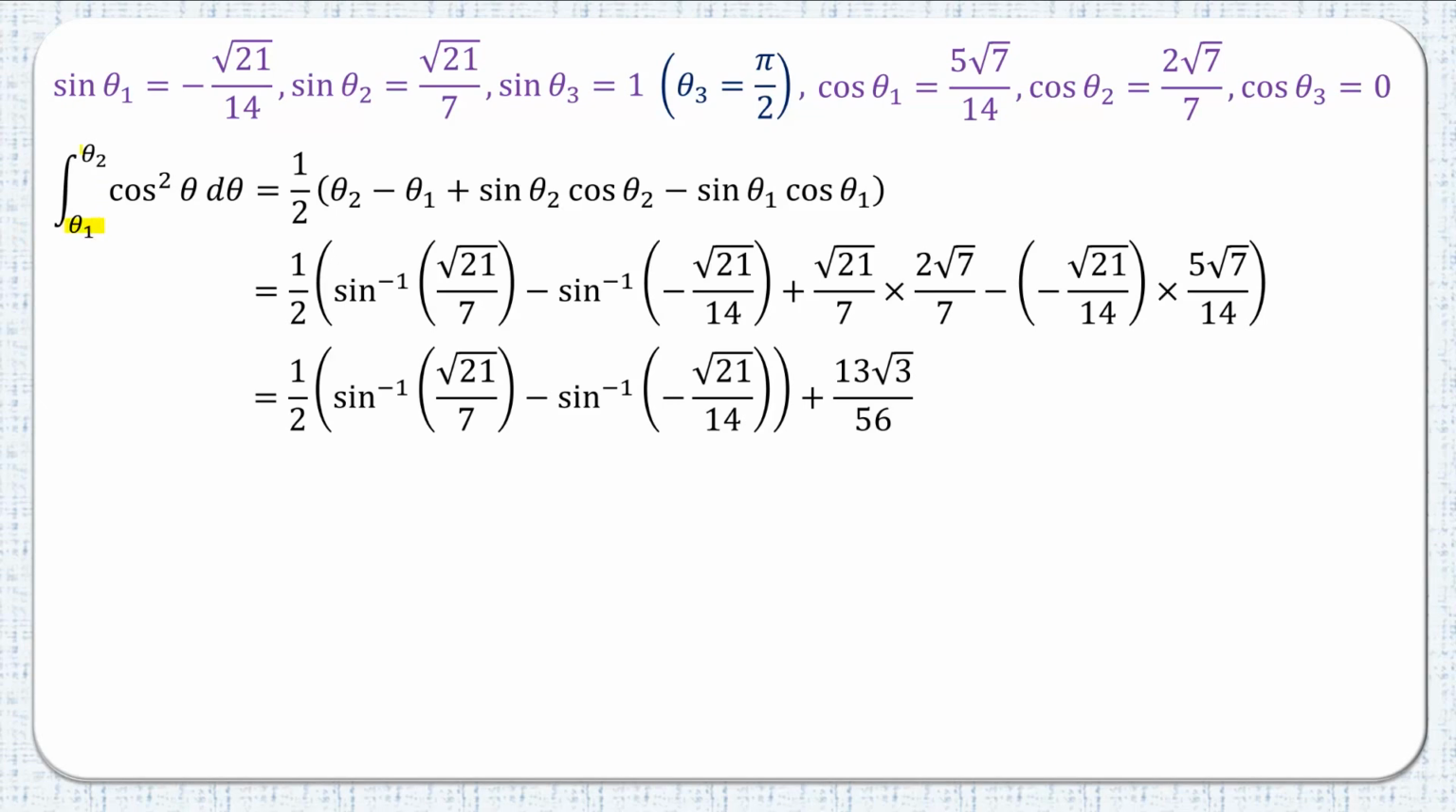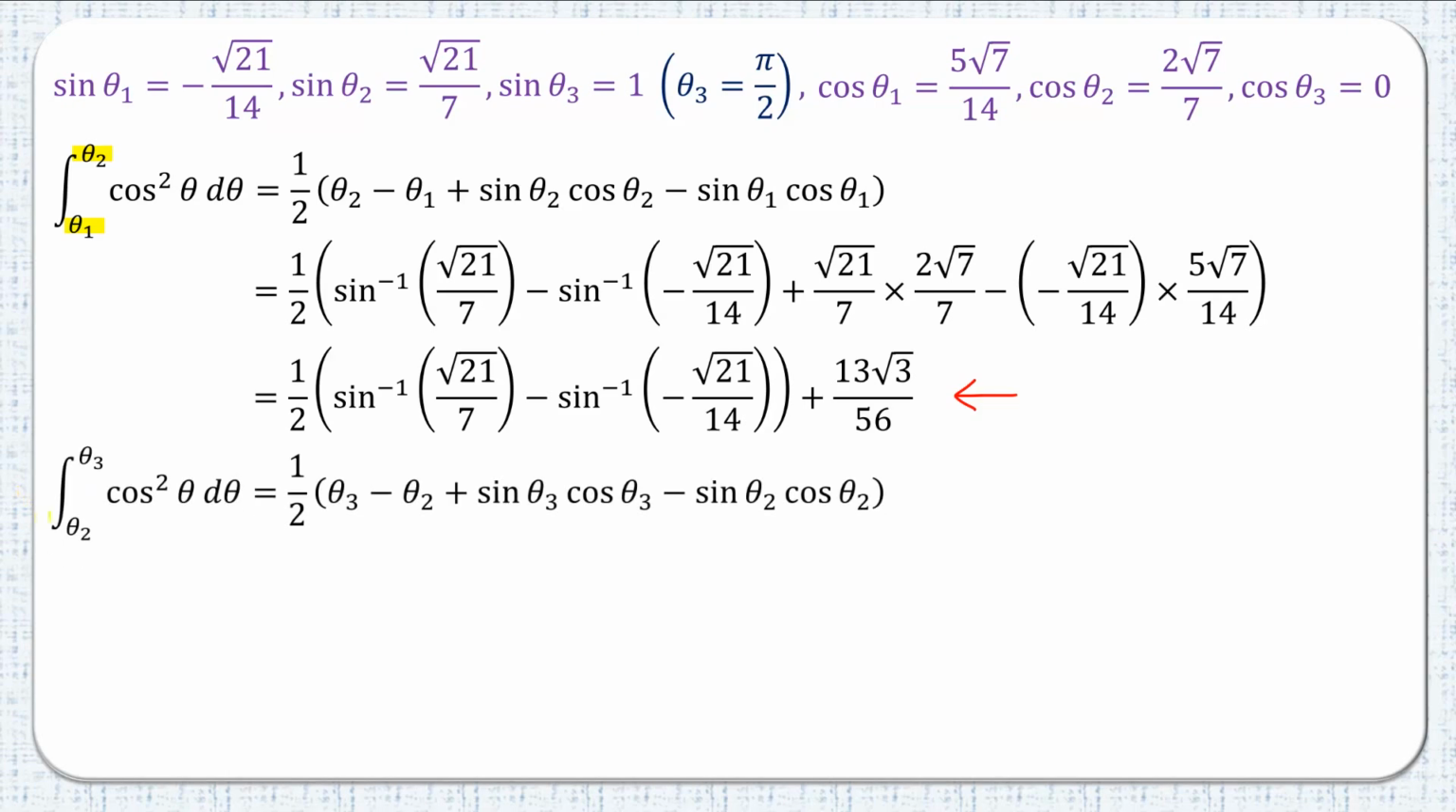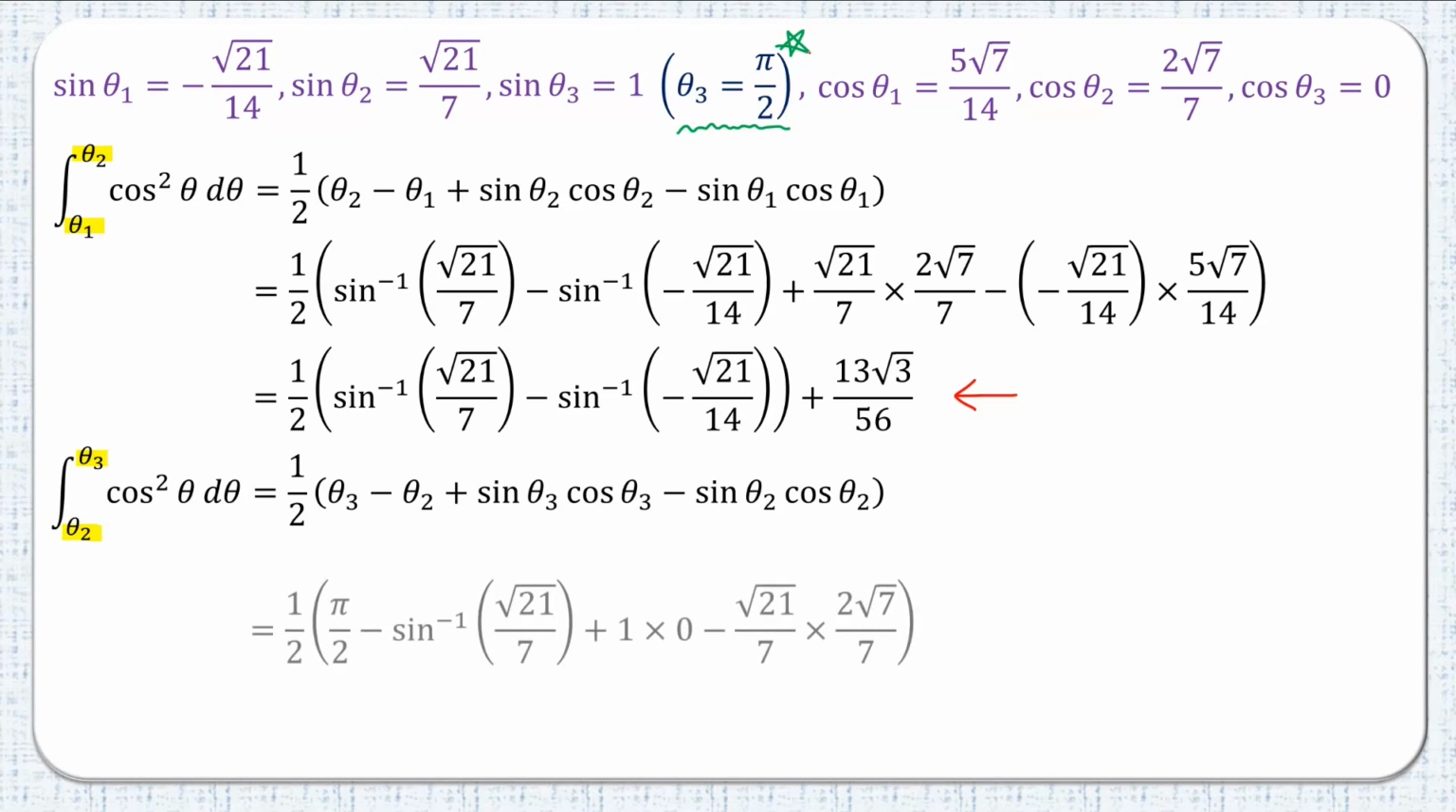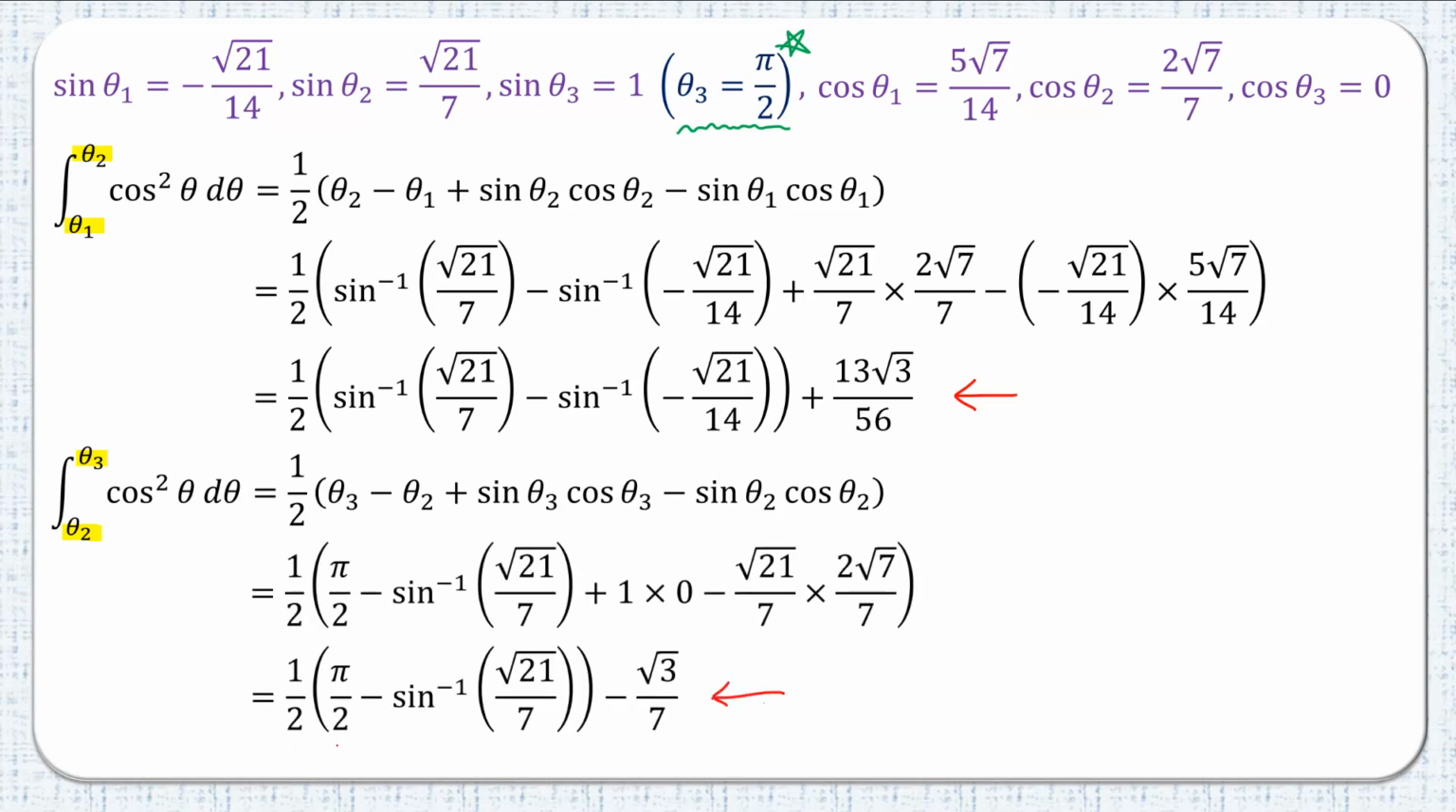As for the integral from theta 1 to theta 2, we obtain the value 1/2 times inverse sine of square root of 21 over 7 minus inverse sine of negative square root of 21 over 14, and then plus 13 square root of 3 over 56. And as for the integral from theta 2 to theta 3, now making good use of the result that theta 3 is actually pi over 2, we obtain the value 1/2 times pi over 2 minus inverse sine of square root of 21 over 7, then minus square root of 3 over 7.